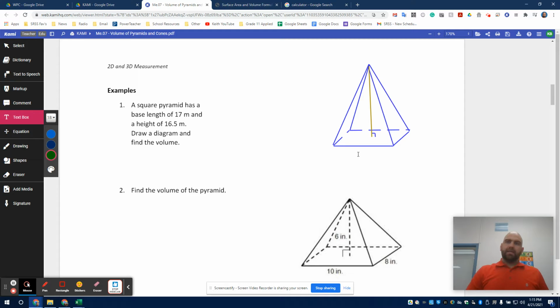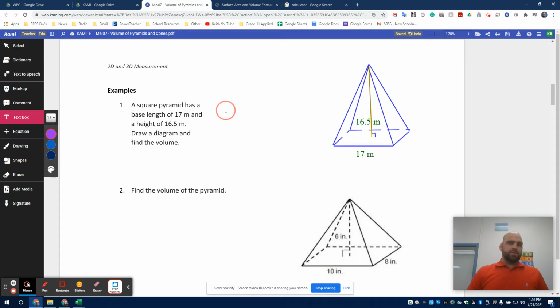So what that means is that this base side right here is going to be 17 meters, and our height on the inside is 16.5 meters. Okay, we'll try to put it right there. So that's going to be our height. This is going to be our base length.